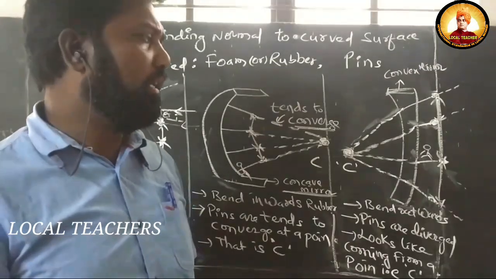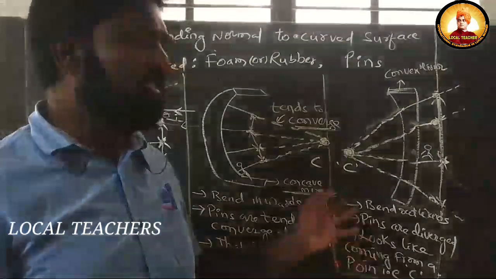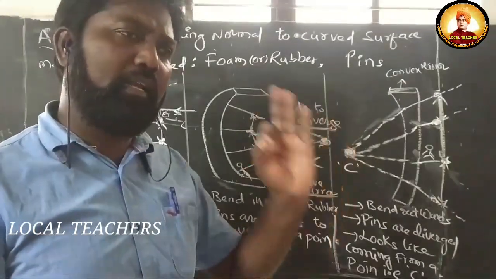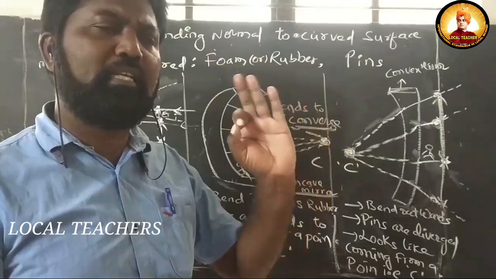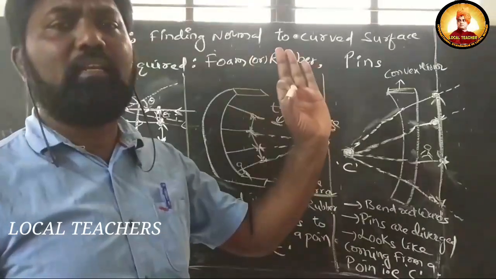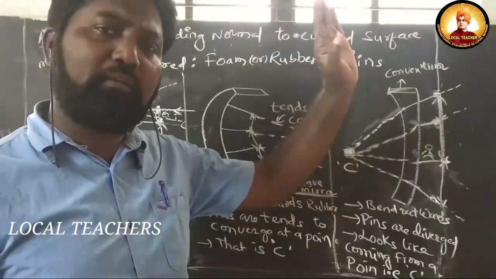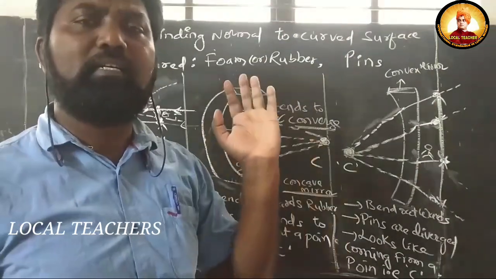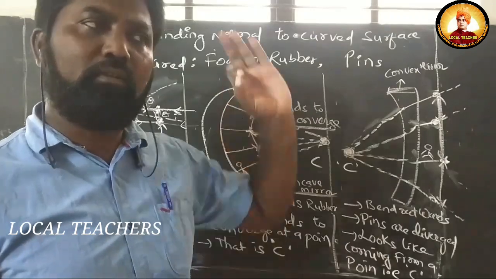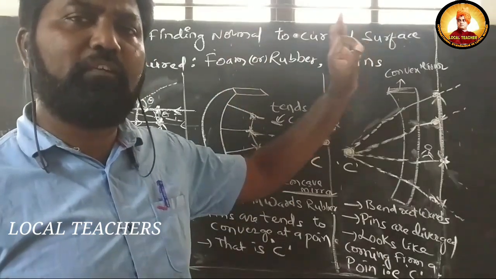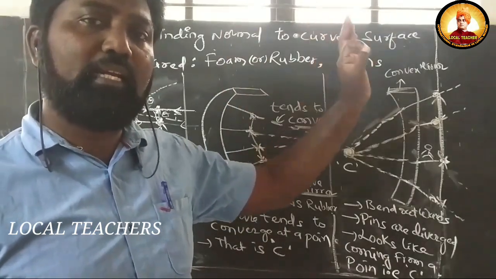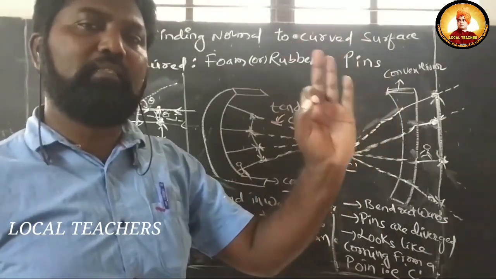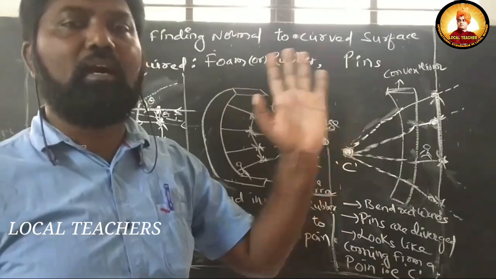By this we are going to conclude that if we want to draw a normal, it is very simple. Just draw a line from the point where we require the normal to the center of curvature. The line drawn from the mirror point towards the center of curvature is called the normal.